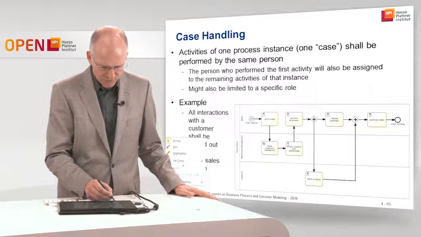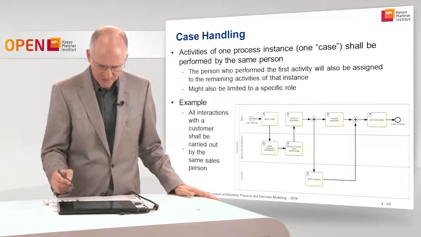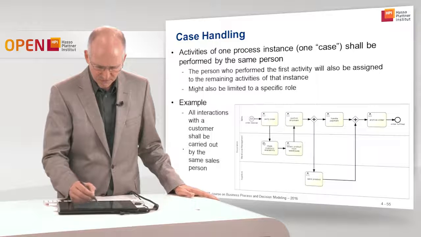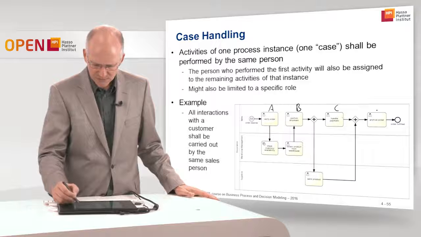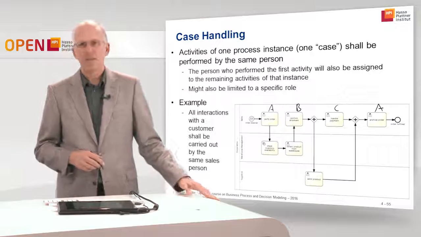So in the previous example, here we selected A, here we selected B, here we selected T, and here we selected A again.